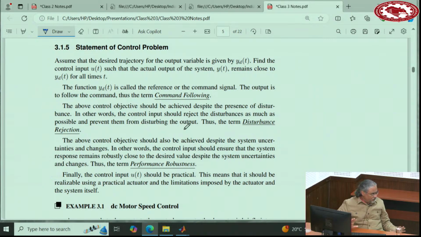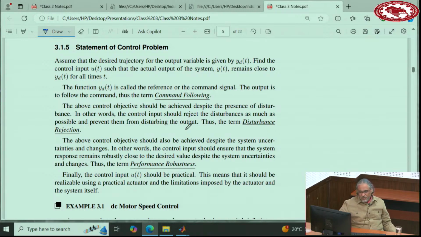Statement of the control problem. Now we are ready to say what we want by control. In control, we have some set point and we have some output. We want our output to be equal to this set point. We want the converter to deliver 10 kilowatts. That's what we want. That's the control problem. But what is the problem? There are disturbances and uncertainties.